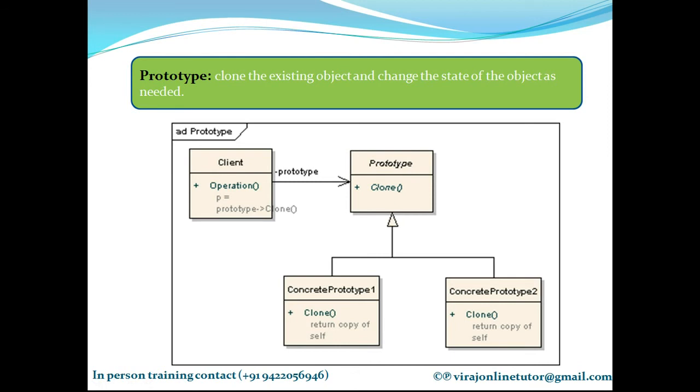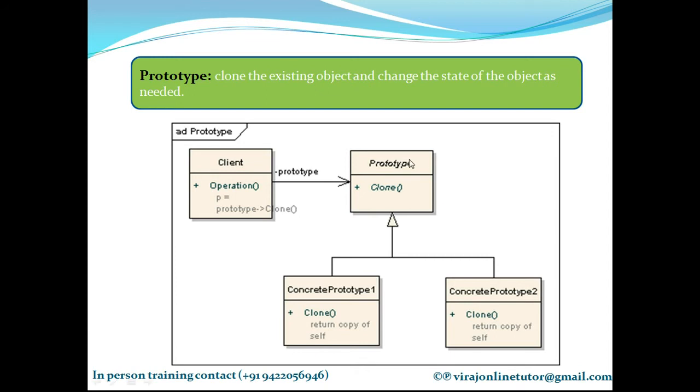So I'll explain it again. I have a prototype class. Please remember to have a clone function in it, because clone creates a copy of itself. Then create two different subclasses, concrete prototype 1 and concrete prototype 2. The clone function in each of these classes will return a copy of itself. So in the client, I just invoke the clone API and I am going to get a copy of whichever object I am interested in.